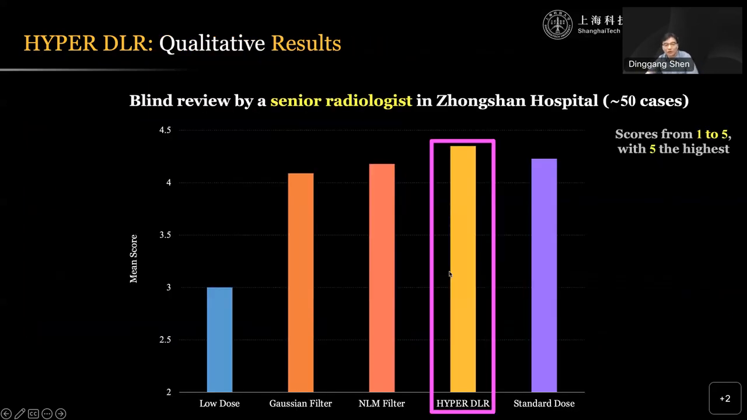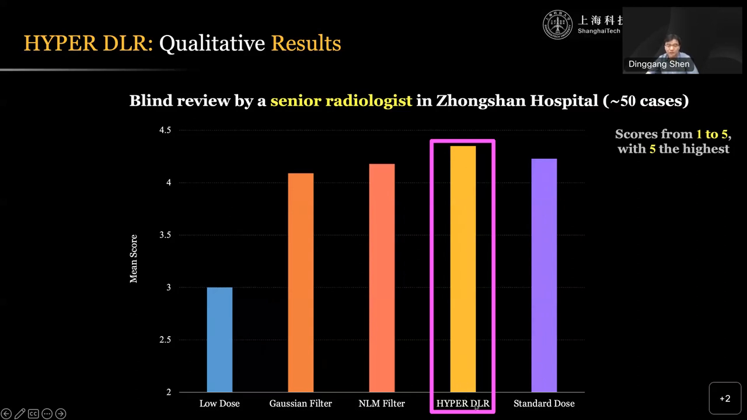And again, we also asked senior physicians at Zhongshan Hospital in Shanghai to review about 50 images. And again, we asked the radiologist or physician to give a score from 1 to 5. 5 is the best. And again, the right one is the scoring results using standard dose. And here we compare the results with four different methods, like low dose without any filtering or deep learning based algorithm. And here is just a different filtering algorithm. And this is the result for the Hyper DOI.